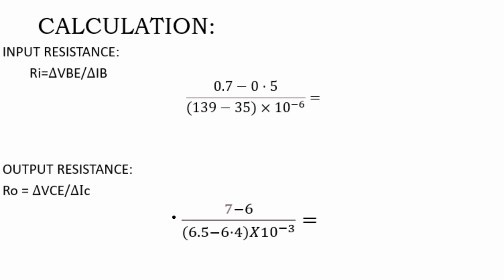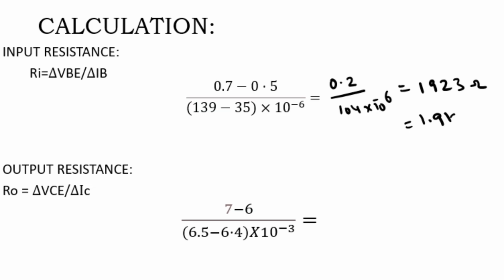Now we can write this as 0.2 volts by 104 into 10 power minus 6. If we find out the value, we obtain 1923 ohms, which is equal to 1.9 kilo ohms. This is the input resistance.